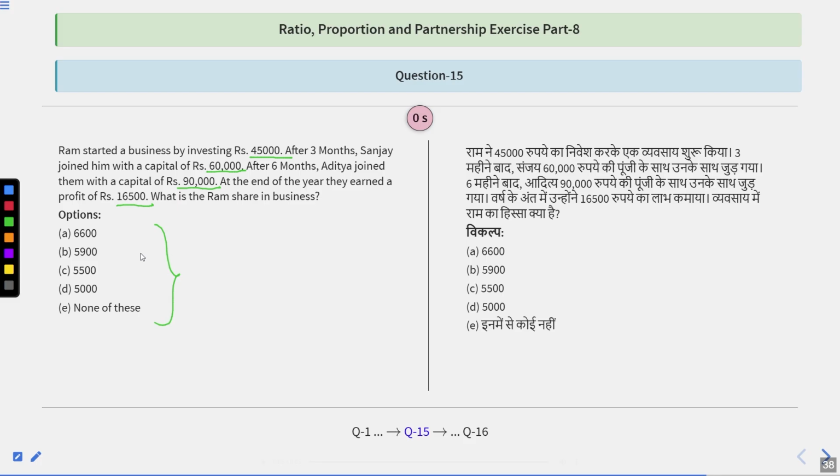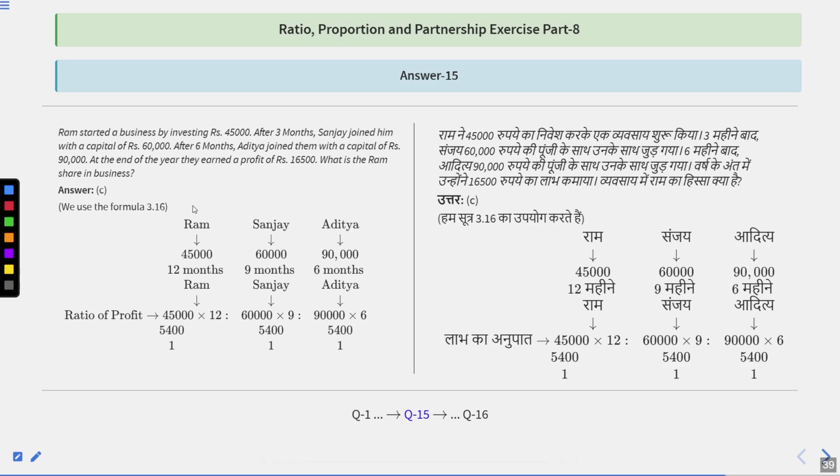Now time's up. Let's see the solution. There are 3 persons: Ram, Sanjay and Aditya. Their investments are 45,000, 60,000 and 90,000, and the periods of time are 12 months, 9 months and 6 months. So the ratio of profit will be investment times time. So 45,000 multiplied by 12 : 60,000 multiplied by 9 : 90,000 multiplied by 6. When we solve it, we get 5400 : 5400 : 5400, which becomes 1 : 1 : 1.